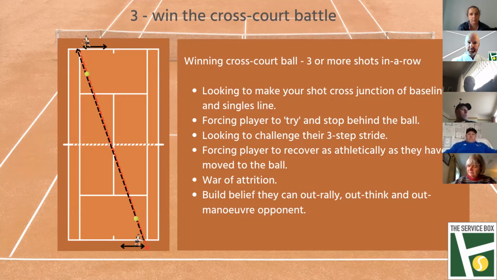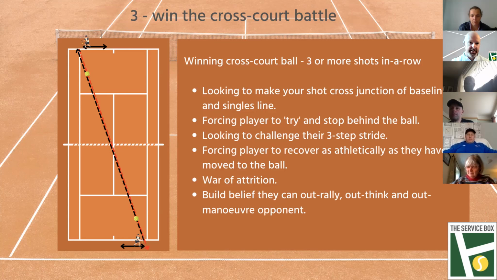So number 3 is win the cross-court battle. So for me, the definition of this is when there are 3 or more shots in a row cross-court. That's when almost my eyes kind of go, okay, this is interesting. How are they actually building the point within the cross-court?